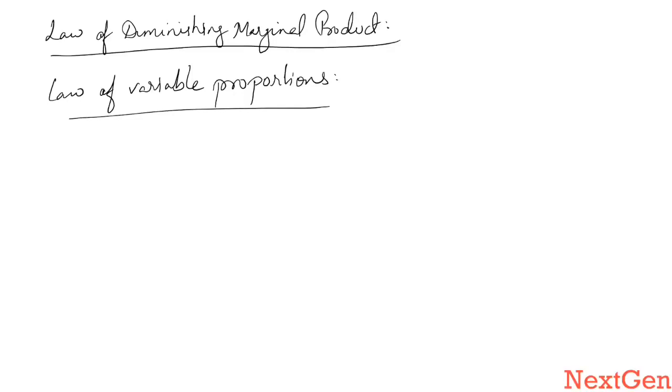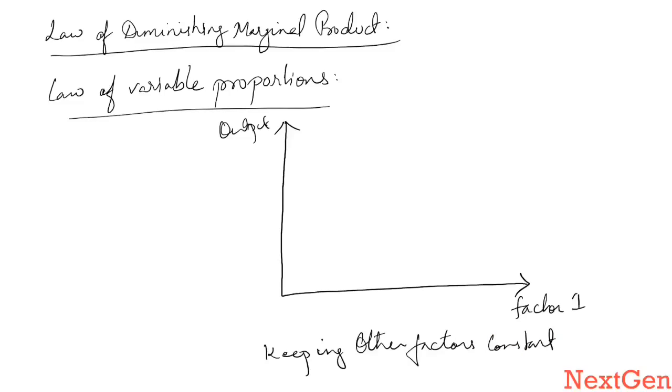Now the law of variable proportions is also a somewhat related concept with the law of diminishing marginal product. It says that the marginal product of a factor input initially rises with its employment level, but after reaching a certain level of employment it starts falling.